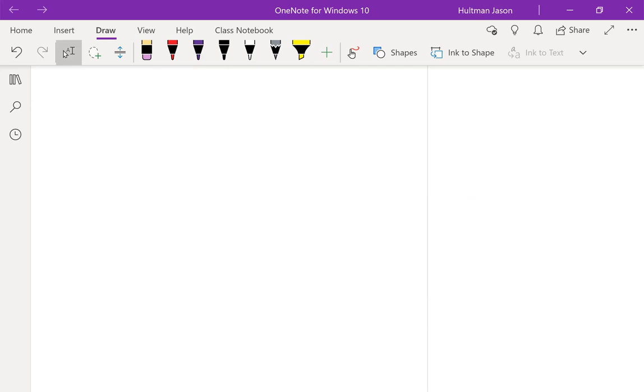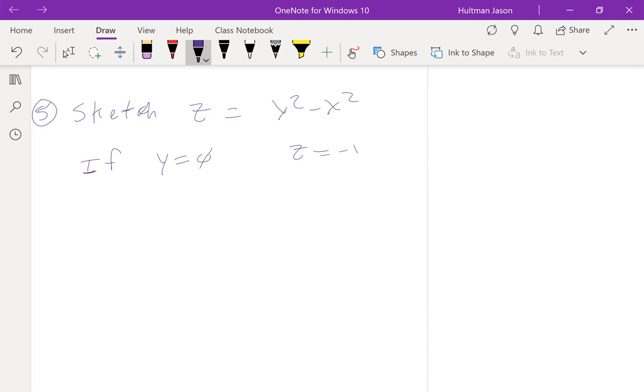Okay, let's sketch this guy. I'm going to call this number 5. Sketch z is equal to y squared minus x squared. So let's look at our traces here. If y equals 0, then what do we get? We get the parabola z equals negative x squared.